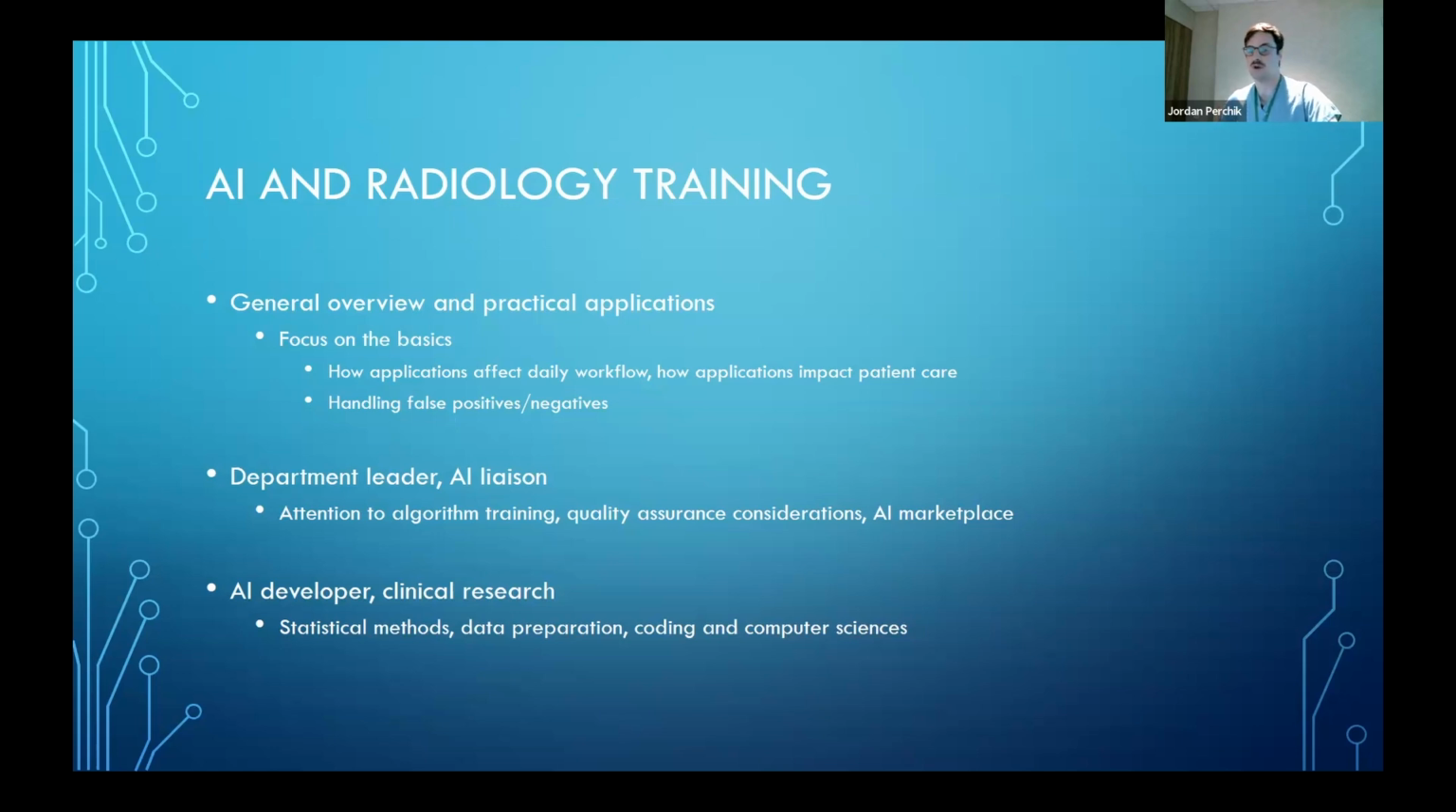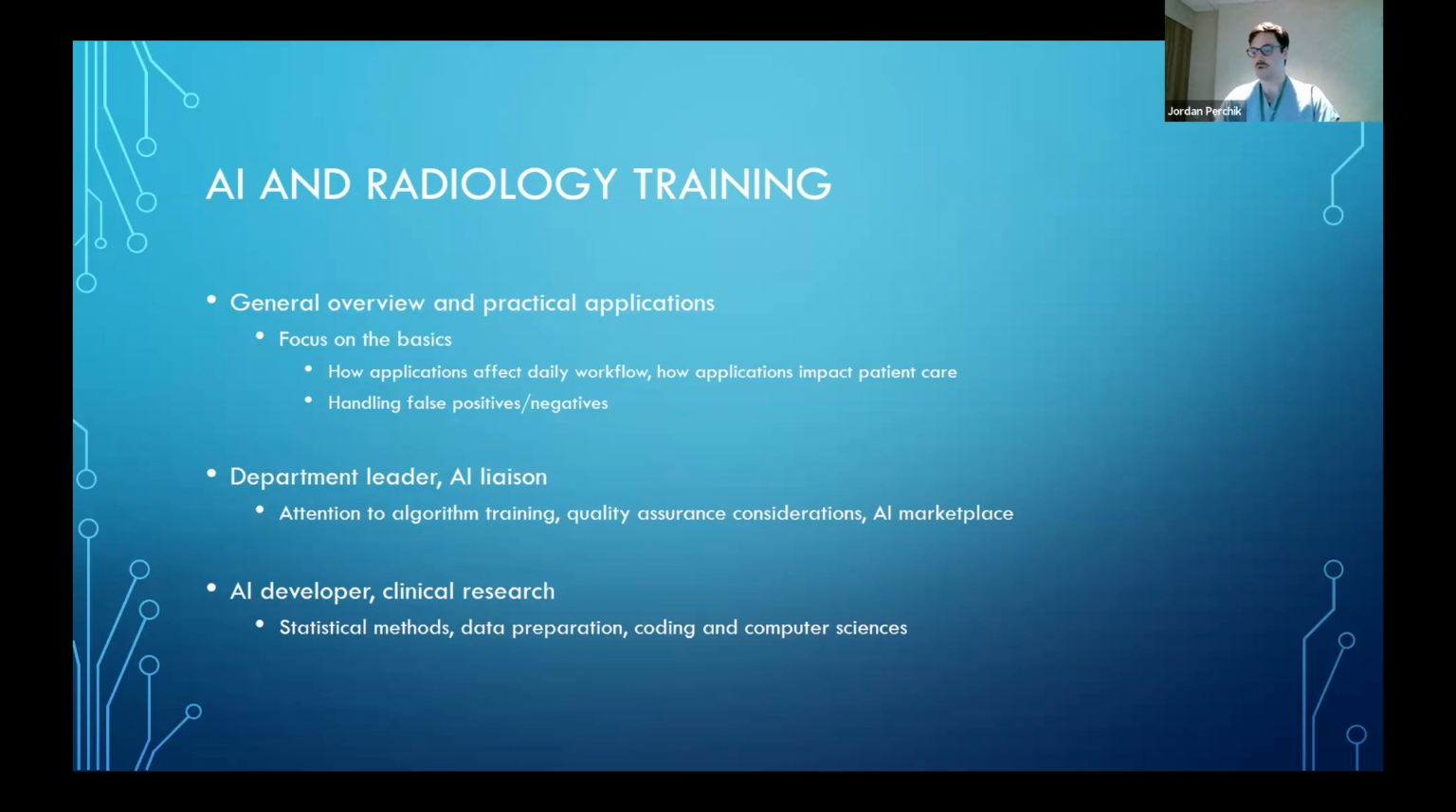At a higher level, you can have individuals who are aiming to be department leaders, or maybe AI liaisons within their practice or to the larger health system. And for these individuals, they need to be able to focus on algorithm training, how they are going to develop quality assurance practices for AI in practice. They need to know how to approach the AI marketplace, and they need to know how to deploy an algorithm in clinical practice.